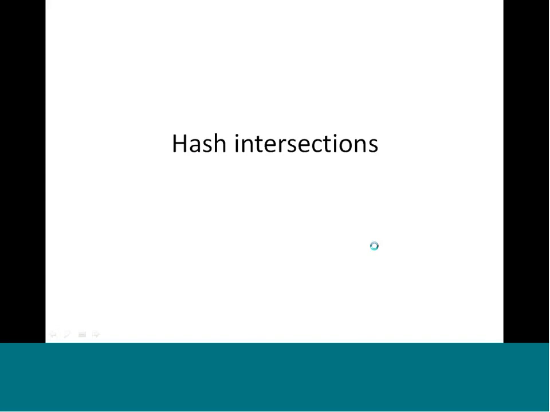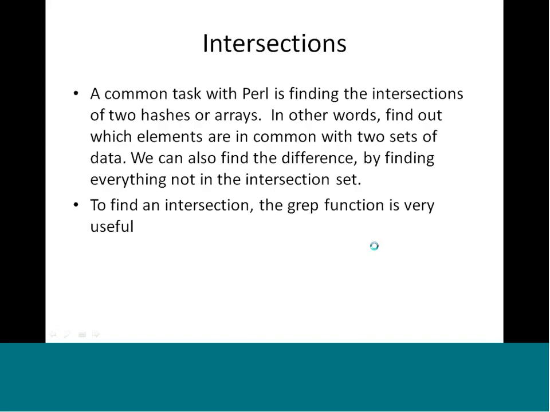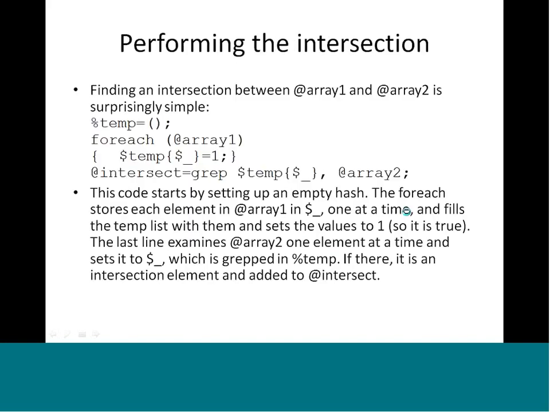It is important because now we can do things like hash intersections essentially. One common task in Perl is to find the intersection of two hashes or arrays. It means we build one array from one file, and then we grep to see whether there is any match. So to find an intersection, the grep function is very useful. So how do we do this?